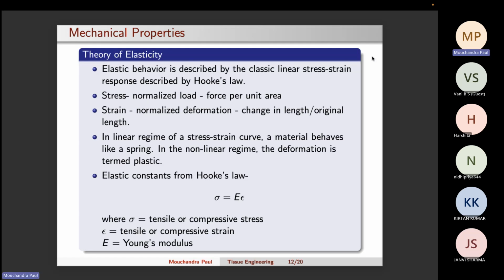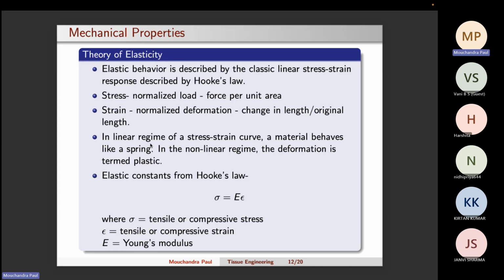So normalization basically helps you make your data uniform, make your data comparable throughout. Now, in the linear regime of the stress strain curve, a material behaves like a spring. Whatever force you apply on a spring, when you release that force, the spring goes back to its original shape. It is the elastic nature. It is there in the linear regime, that is the Hooke's law regime.